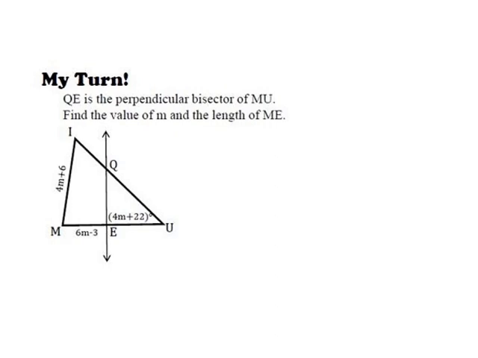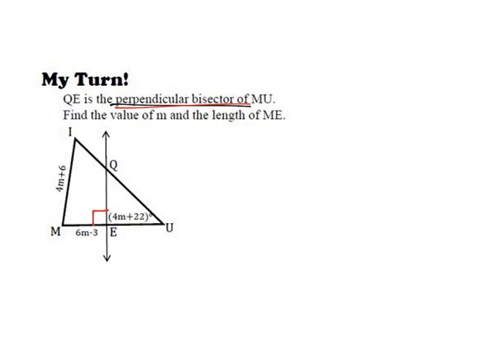I'll take my turn here. QE is the perpendicular bisector. Now this new one, not just an angle bisector, but a perpendicular bisector of MU, which means that it forms that 90 degree angle. Let's do that in red so it pops out a little bit. Perpendicular bisector of MU. Find the value of m and the length of ME.